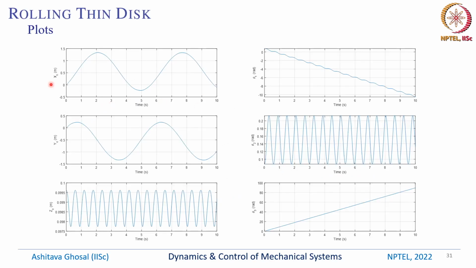Again, we can plot xc, yc, zc. So these are some plots which you have obtained from MATLAB. We can also plot theta 1, theta 2 and theta 3. Theta 3 is pretty much constant. It is going up. Theta 2 is like some oscillation, and theta 1 is also going in the opposite direction.